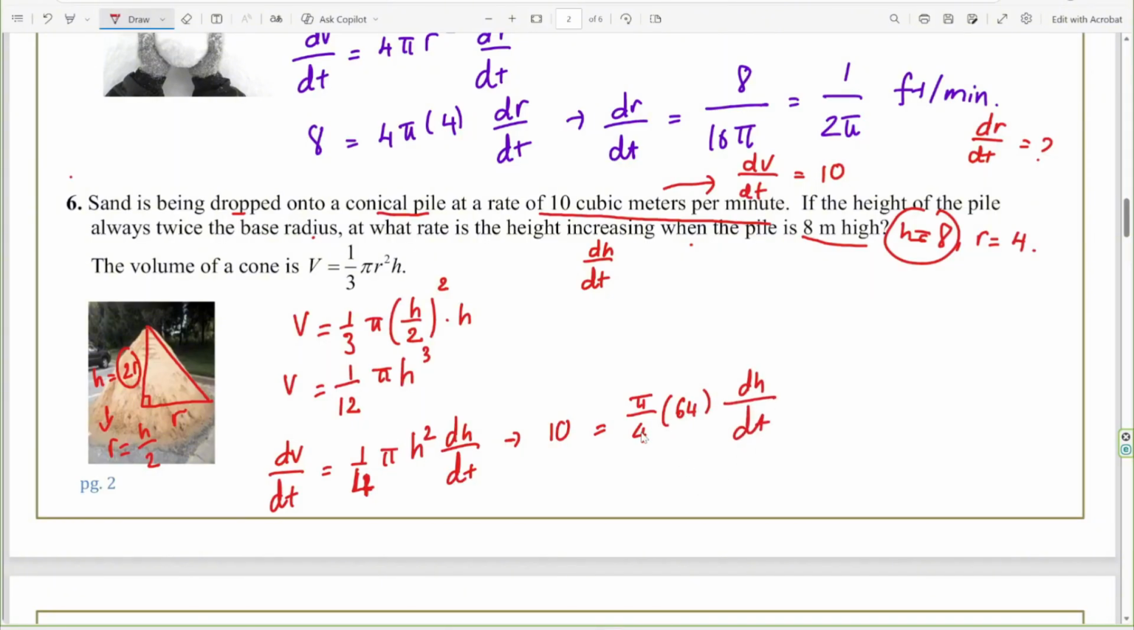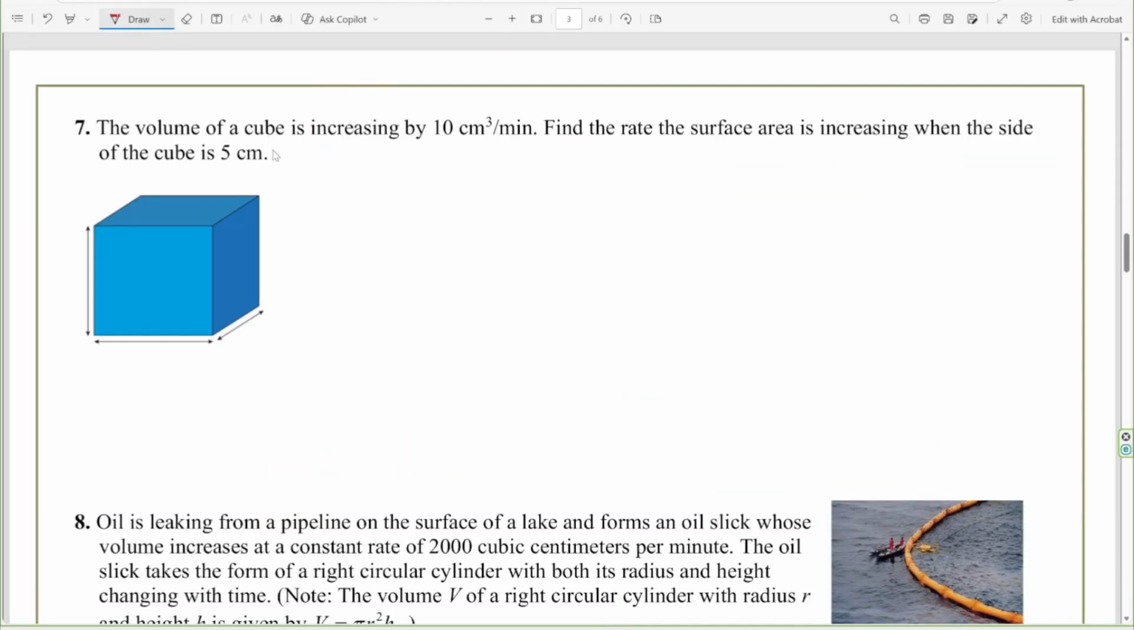Now 64 divided by 4 is 16, right? So dh over dt equals 10 divided by 16 pi, or 5 over 8 pi. Don't forget the unit, it should be meter per minute. Now let's move on to question 7.